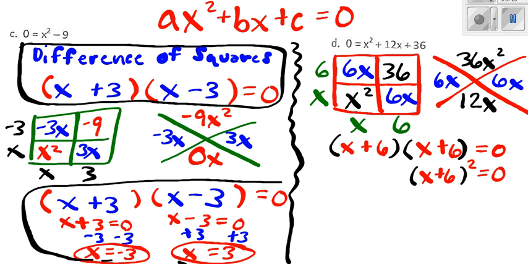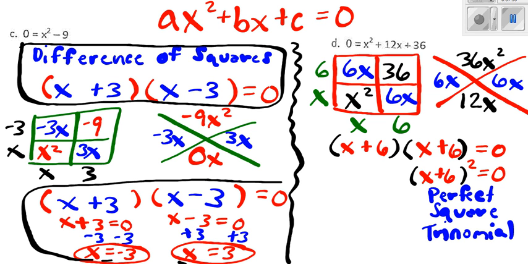Now, you may have noticed that this is actually our perfect square trinomial. So you could have identified it as a perfect square trinomial. X squared is a perfect square because the square root of 1x squared is x. And 36 is a perfect square because 6 times 6 is 36. So you could have identified it as a perfect square trinomial, in which case you would not have had to have done the diamond and generic rectangle.